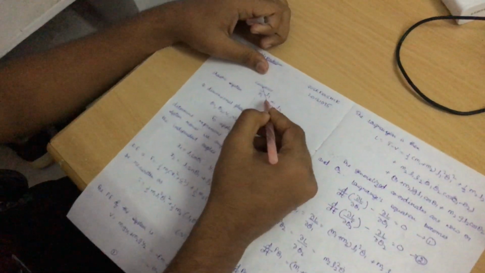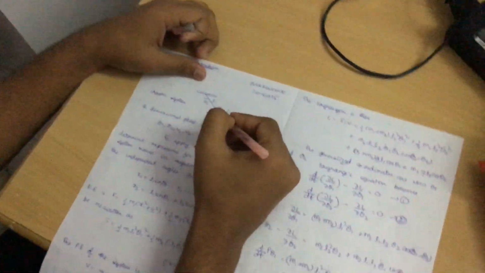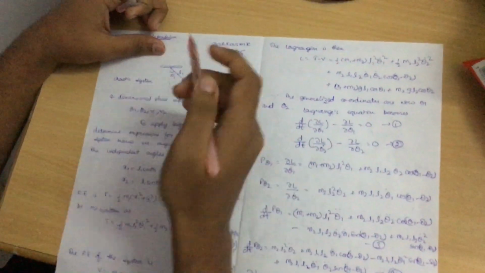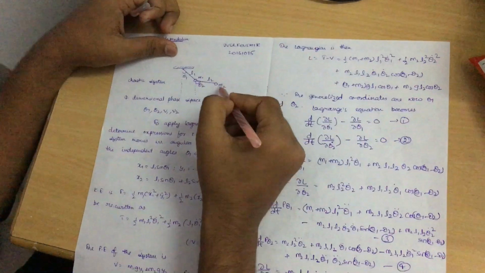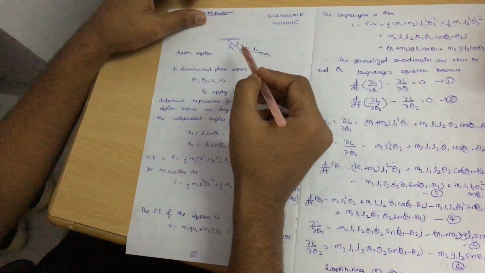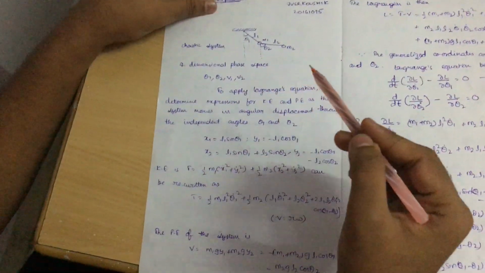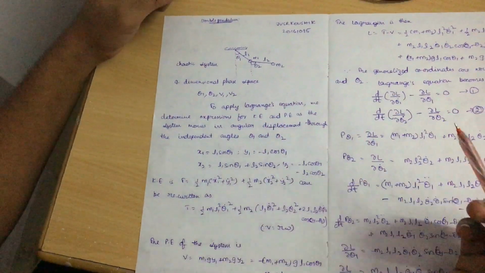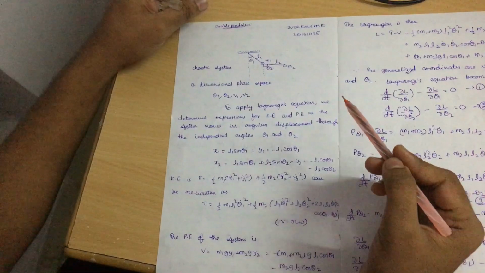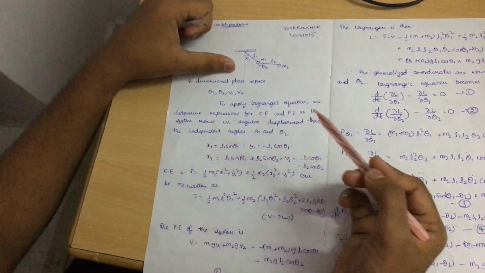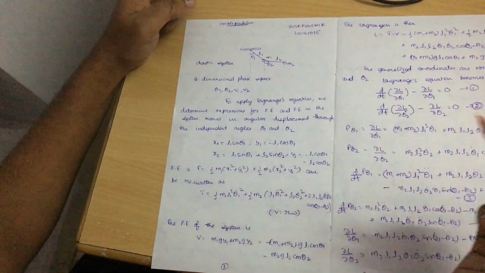Now I'm going to explain the science project. The question is that there are two pendulums hanging with angles theta 1 and theta 2. We have to find the angular momentum of pendulum of mass m1 and pendulum of mass m2. This is a chaotic system in a four-dimensional phase space with the variables theta 1, theta 2, v1 and v2. To apply Lagrange's equation, we determine expressions for KE and PE as the system moves in angular displacement through the independent angles theta 1 and theta 2.